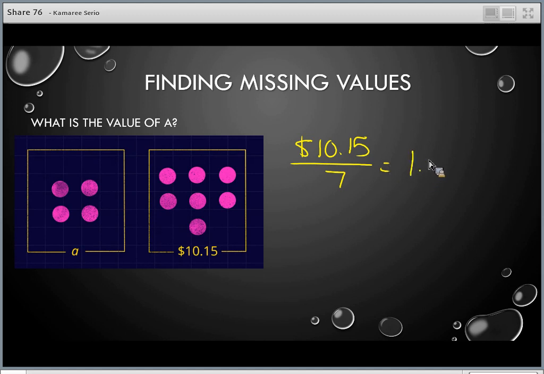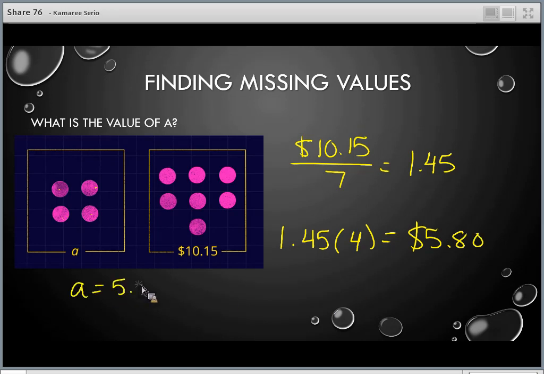This gives me $1.45. Since I have 4 dots here, 1, 2, 3, 4, I'm going to take 1.45 and multiply it by my 4 circles. Okay, so 1.45 times 4, and that tells me that this is $5.80. So that means that A is equal to $5.80.